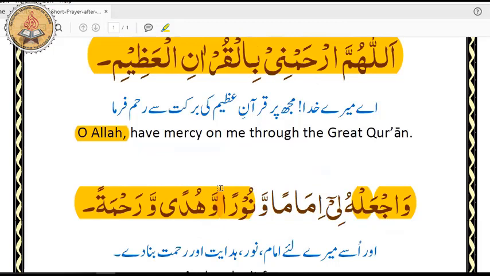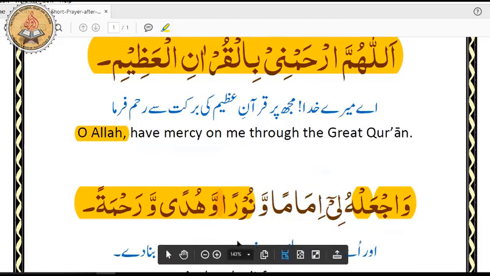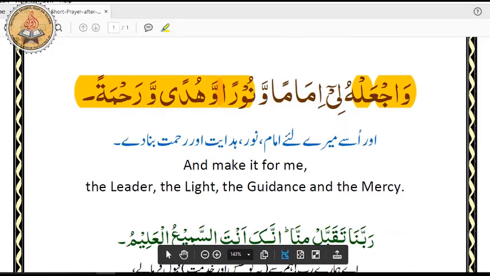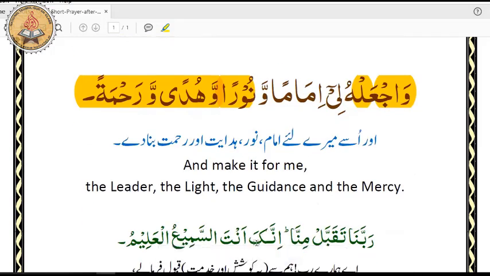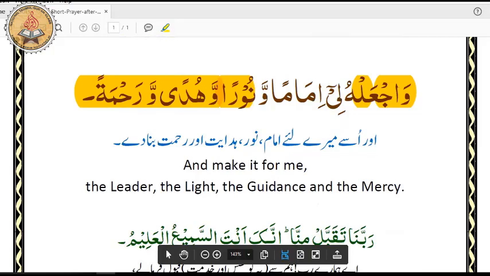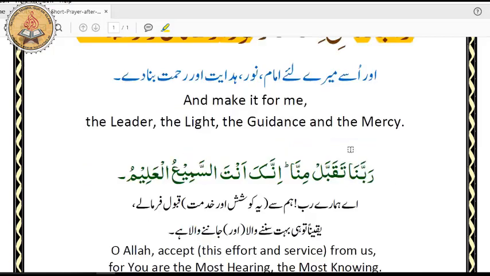O Allah, have mercy on me for the great Quran. Sorry, I can't see the rest of the thing. And make it for me the leader, the light, the guidance, and the mercy. Ameen. Excellent, Ameen. Indeed. To end, Jazakumullah for your patience.